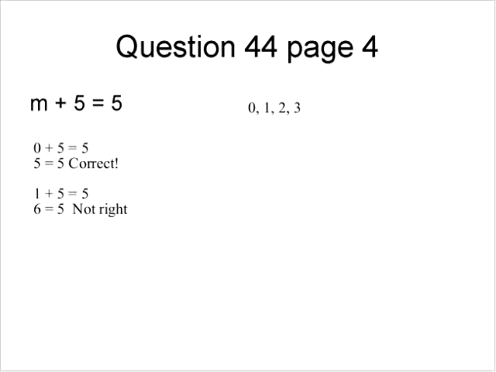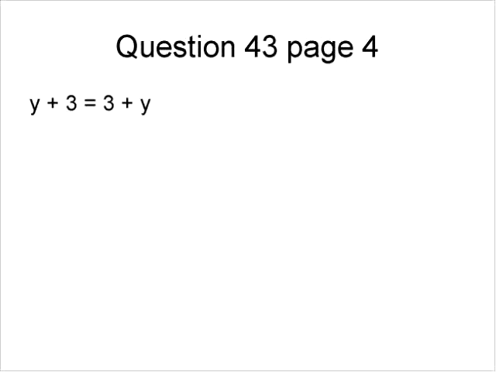We can try 2. As you see, the farther along we get, the farther it is from being right. 6 is not equal to 5, 7 is not equal to 5. If we plug 3 in there, 3 plus 5 is 8, which is obviously not equal to 5. So our answer is 0. 0 is the only value that we can use for m here.